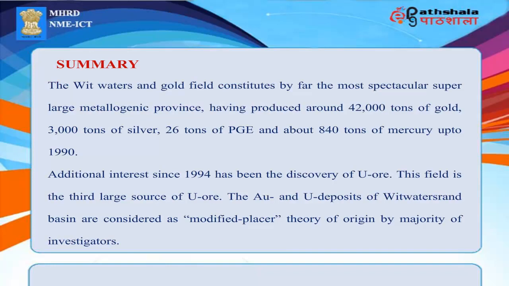The Witwatersrand gold field constitutes by far the most spectacular super large metallogenic province, having produced about 42,000 tons of gold, 3,000 tons of silver, 26 tons of platinum group elements and about 840 tons of mercury up to 1990. Additional interest since 1994 has been the discovery of uranium ore. This field is the third largest source of uranium ore. The gold and uranium deposits of Witwatersrand Basin are considered as modified placer theory of origin by the majority of investigators.